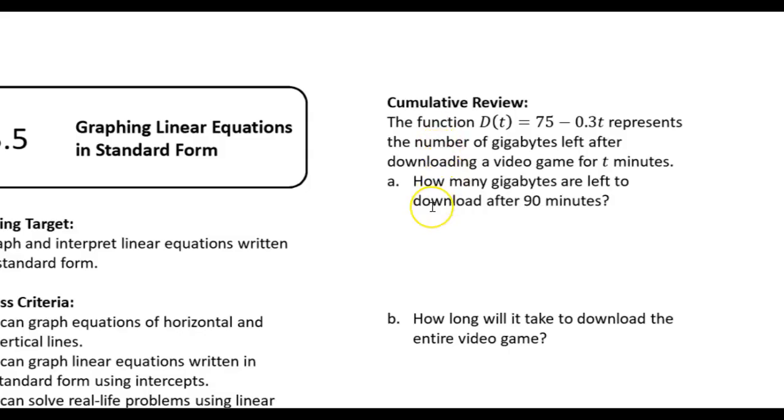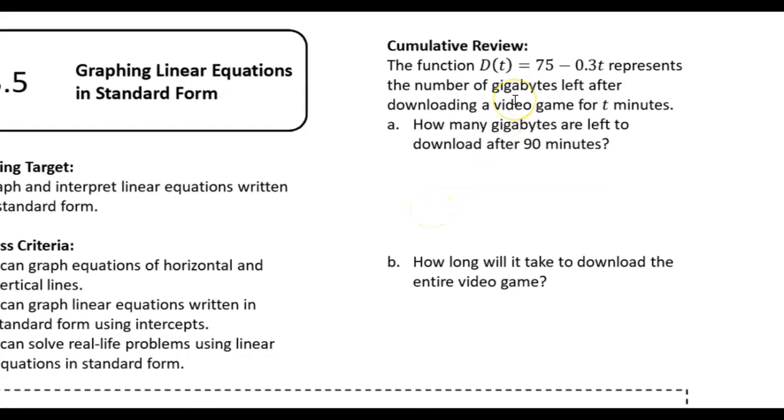The cumulative review question says that this function, d of t equals 75 minus 0.3t, represents the number of gigabytes that are left after downloading a video game for t minutes. So t is how many minutes there are. D is how many gigabytes are left. It tells you how many gigabytes are left after 90 minutes. So that's your time, so that tells you t is 90. So you're going to plug in 90 to function d, where t is.